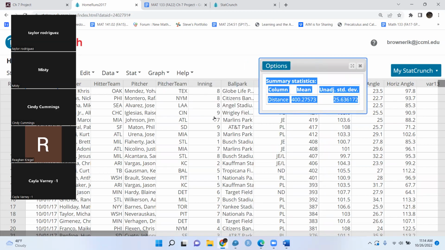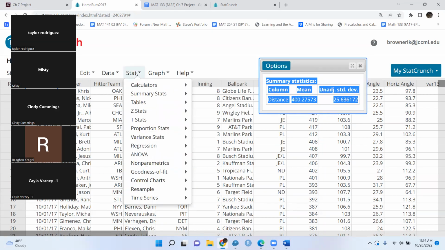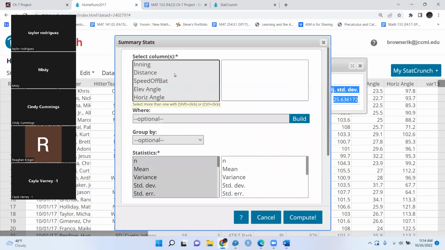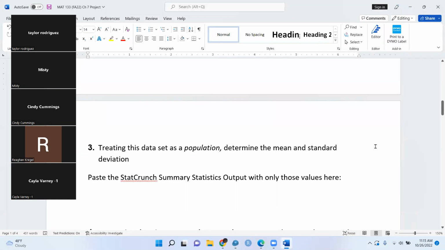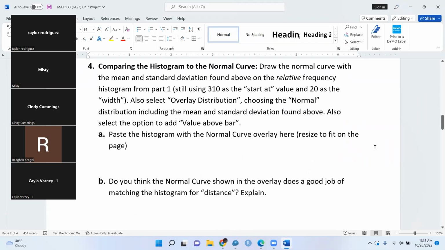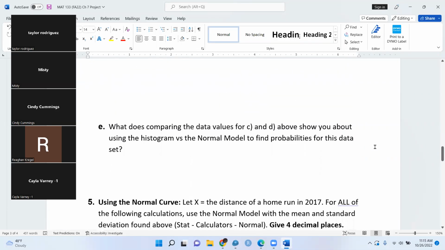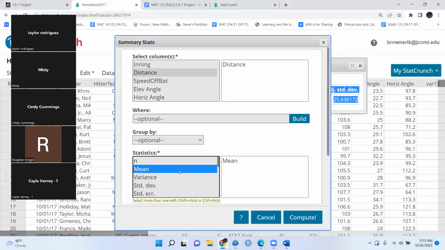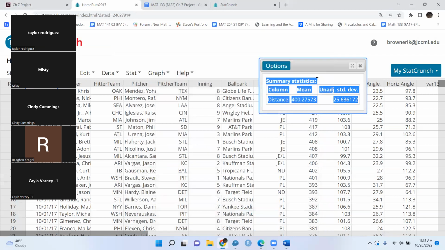So can we back up, please? We're going into home runs, and then what are we doing? We're doing the mean and the standard deviation. So remember, Stat, Summary Stats, Columns. Is it distance or is it everything? We're just doing distance for this entire worksheet. Mean and unadjusted standard deviation. Good. All right, I'm good. Cool.